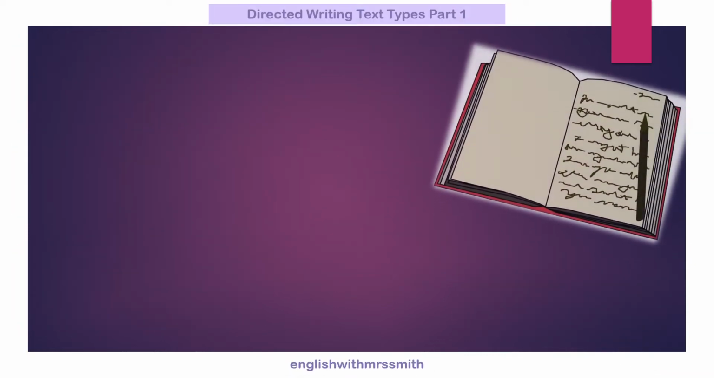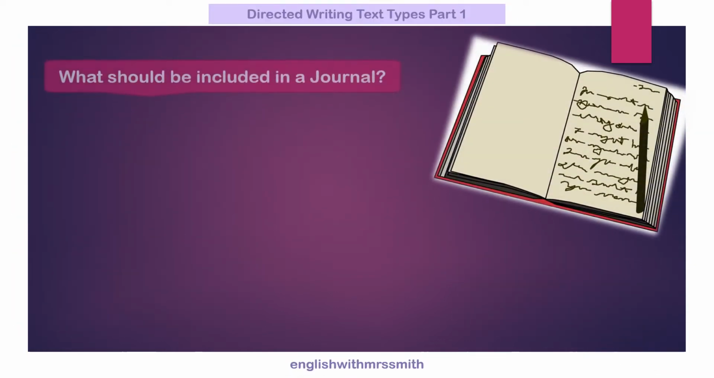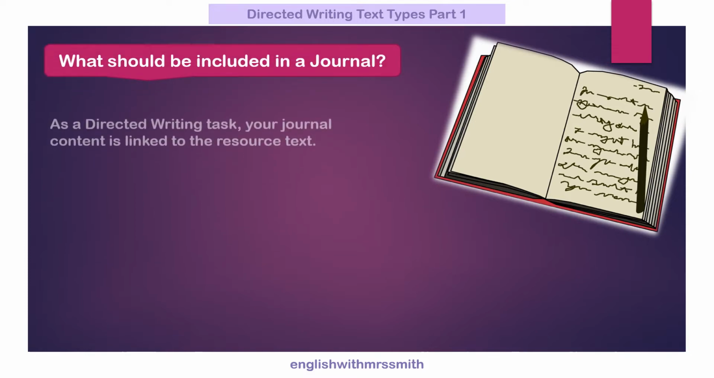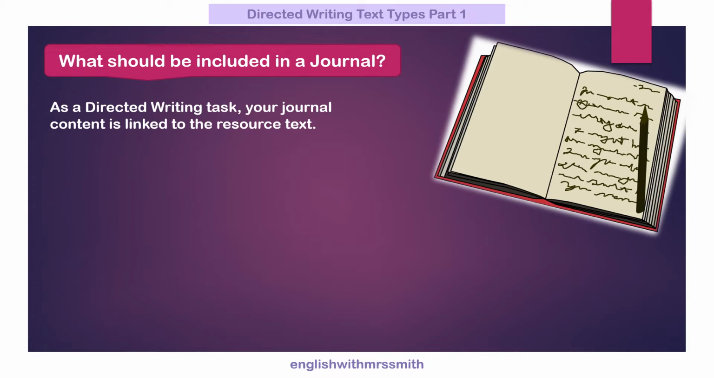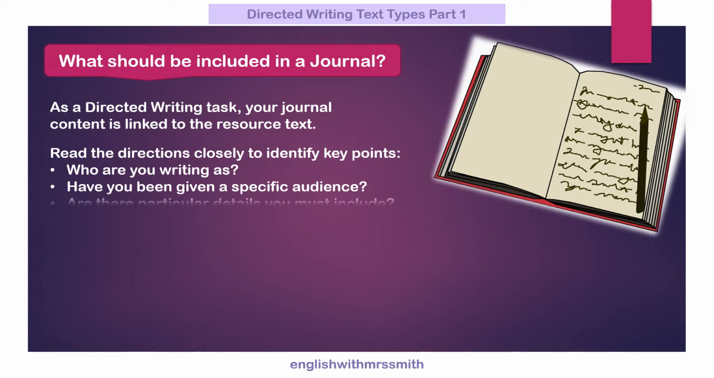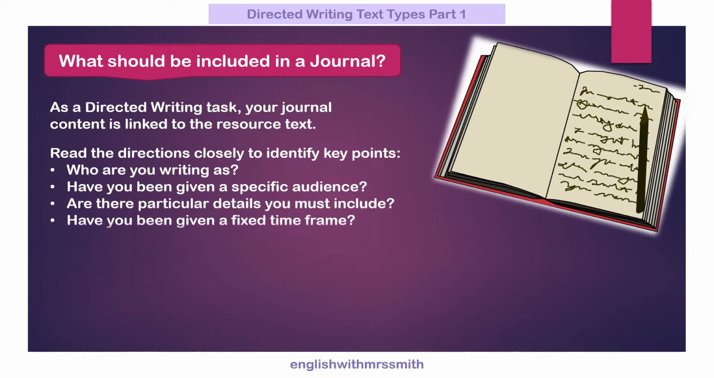If you're wondering what to include in the journal, remember that as a directed writing task, your journal content is linked directly to the resource text. So read the directions closely and identify these key points. Who are you writing as? Have you been given a very specific audience? Are there particular details that you must include? Have you been given a fixed time frame?